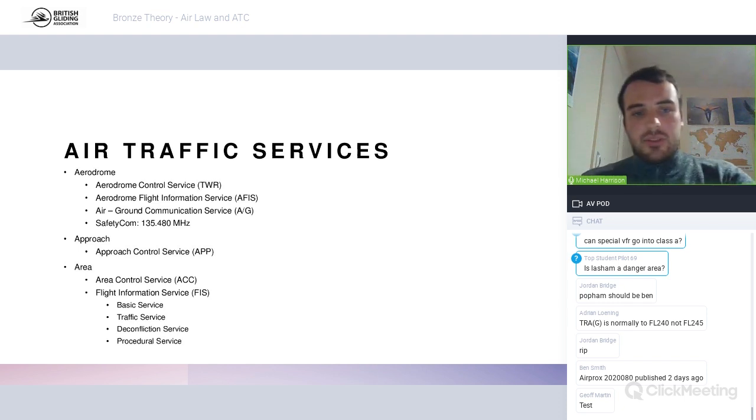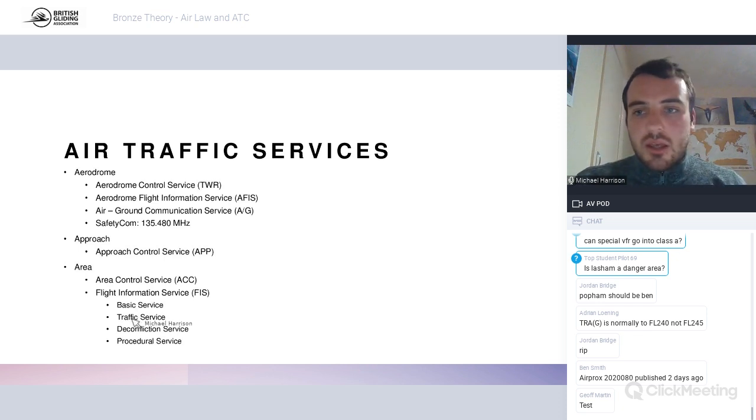And there's also area control services. So if you're flying en route through controlled airspace, you'll get an area control service. If you're flying en route in uncontrolled airspace, you'll get a flight information service. And we've actually divided up our flight information service in the UK into basic, traffic, deconfliction and procedural. I'm not going to talk about deconfliction and procedural because you have to be IFR to get one of those. Basic service is just what other countries would call a flight information service.